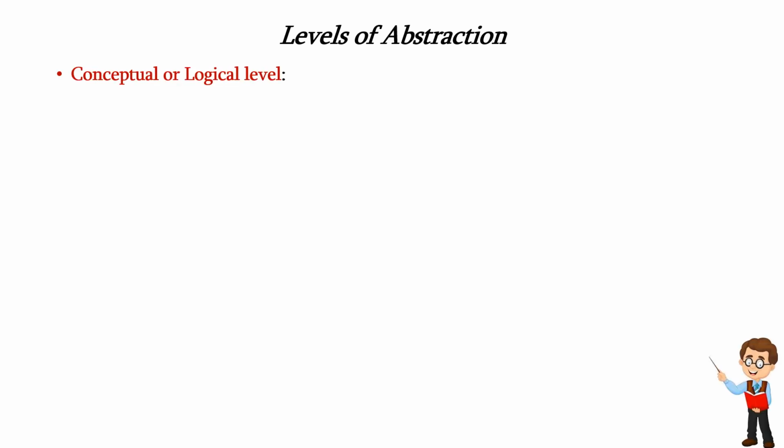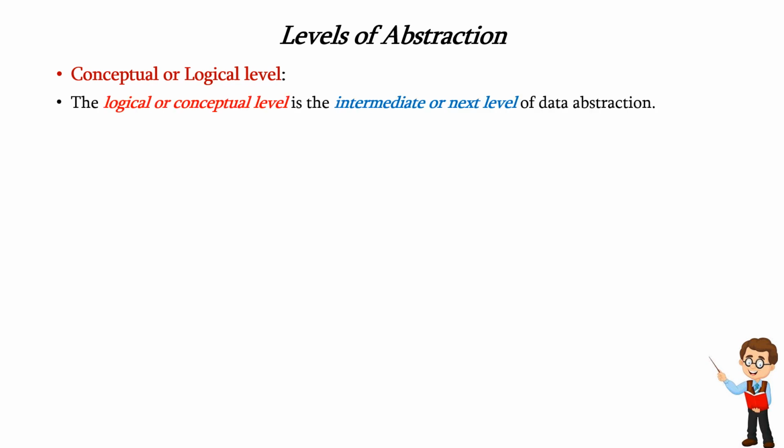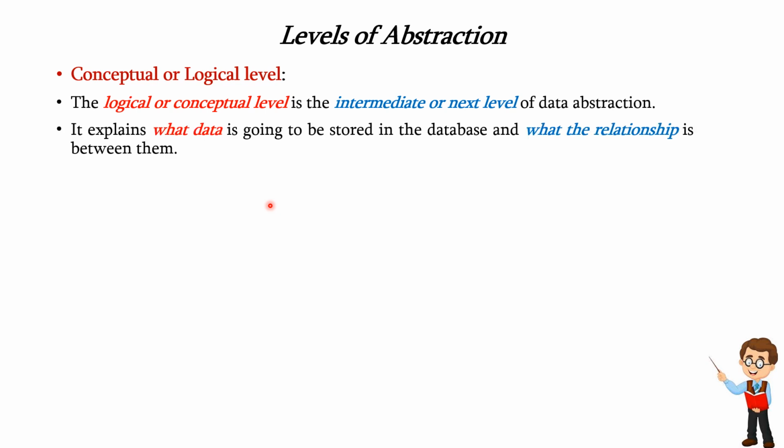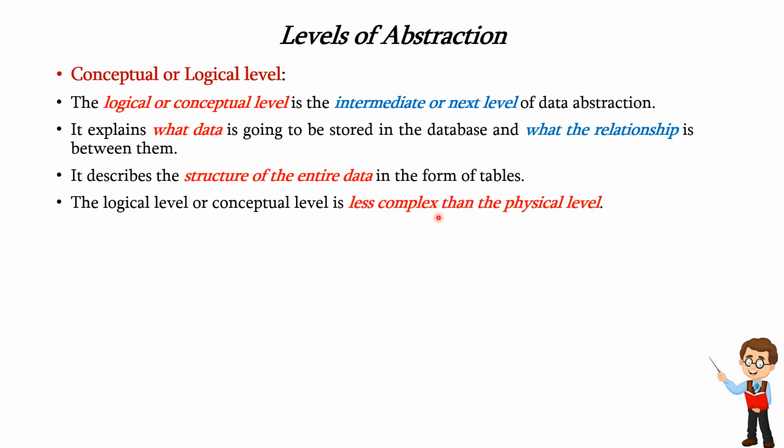Now, the next level of abstraction is conceptual or logical level. The logical or conceptual level is the intermediate or next level of abstraction. It explains what data is going to be stored in the database and what are the relationships that exist between the data. It describes the structure of the entire data in the form of tables. The logical or conceptual level is less complex than the physical level.